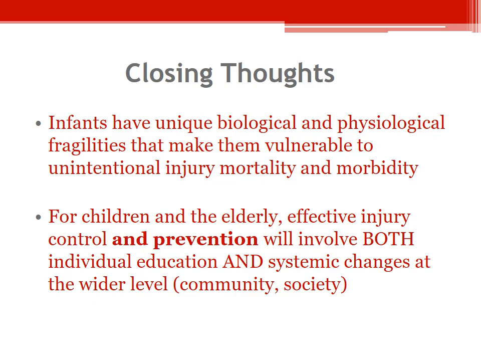For children and the elderly, effective injury control and prevention will involve both individual education and systemic changes at the wider level, such as community and society. Yes, individual education will always be important, educating both children and the elderly about signs of abuse and how to speak up, how to report conditions that concern them. That's important. But the systemic changes, having a systems approach, is always going to be more important.